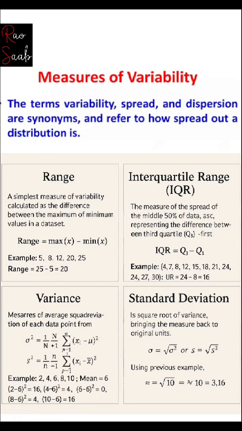A large variance means the data is more spread out. And standard deviation is the square root of variance and tells us how much data typically deviates from the mean, where a low standard deviation indicates tightly clustered data and a high standard deviation indicates widely spread data.